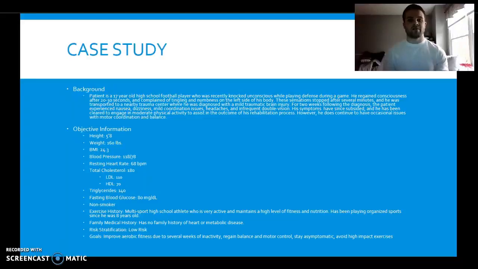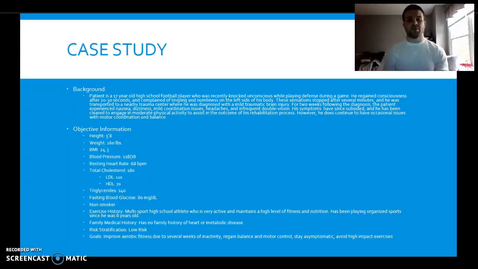So you can see some of the objective information. He's a very healthy individual. All his blood pressure, his heart rate, his cholesterol, triglycerides, they all check out. They're very healthy. He's an active individual. He's very involved in sports. So he's healthy from a physical standpoint. He doesn't have a medical history. So no family history of heart or metabolic disease. So he's a low risk factor in the risk stratification provided by the ACSM.